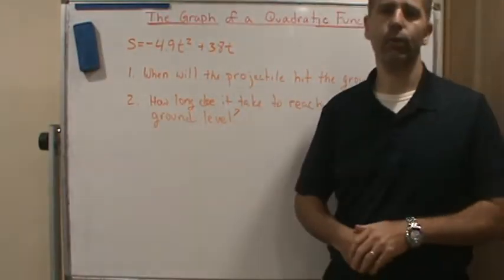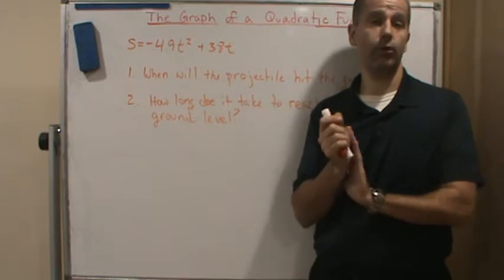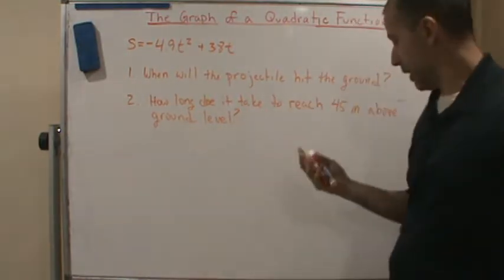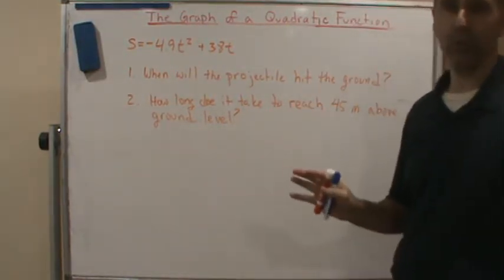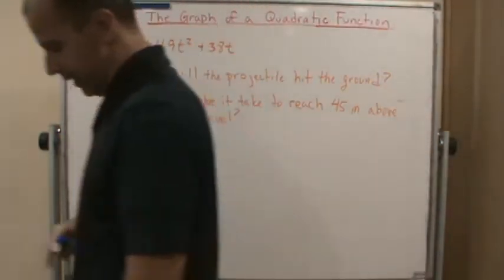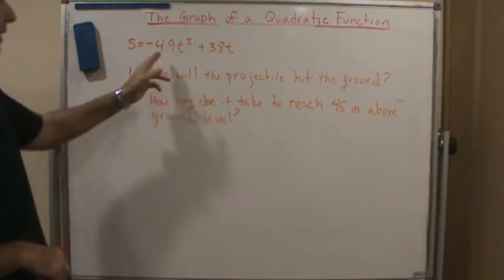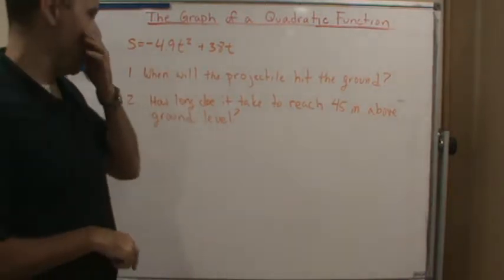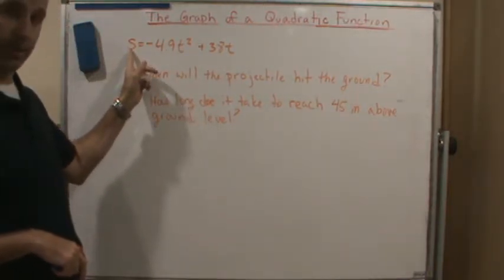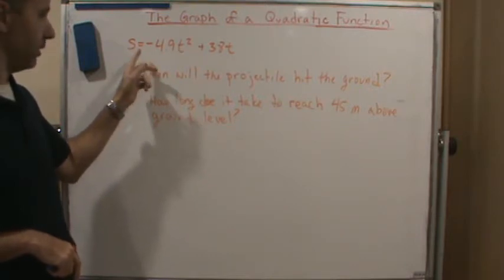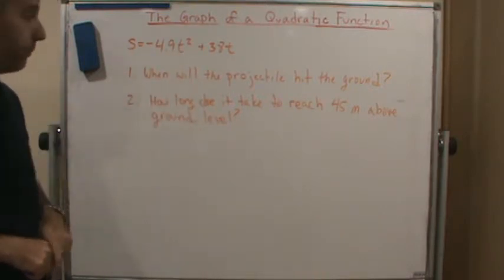Okay, so now we're going to use the calculator to solve an application type problem graphically. In this problem, we're given a function of t, s. This represents the height of a projectile that's launched from the ground. The position s is in meters, t is in seconds.